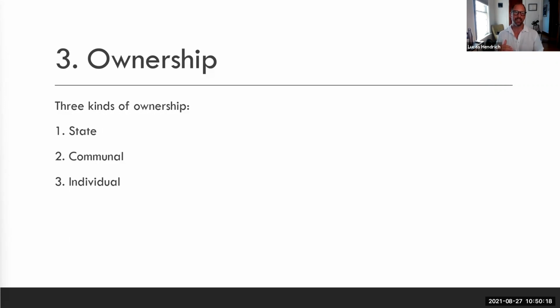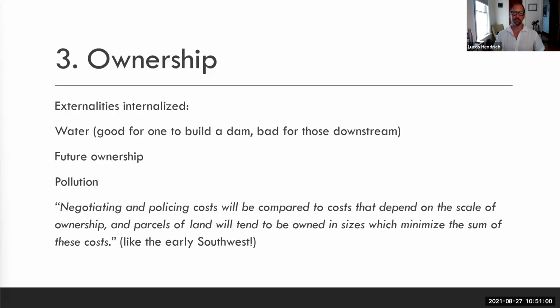Now, I put these in a different order. I put them in order of state, communal, individual, just because it makes sense as an inverted pyramid, from the most broad type of ownership down to the most particular or granular type of ownership. And in this section, he doesn't really discuss state ownership to any great degree. He discusses more cases where communal ownership may be less efficient, from the idea of transaction costs, than individual ownership, with different examples. So we're seeing that property rights, again, are going to respond to scale.